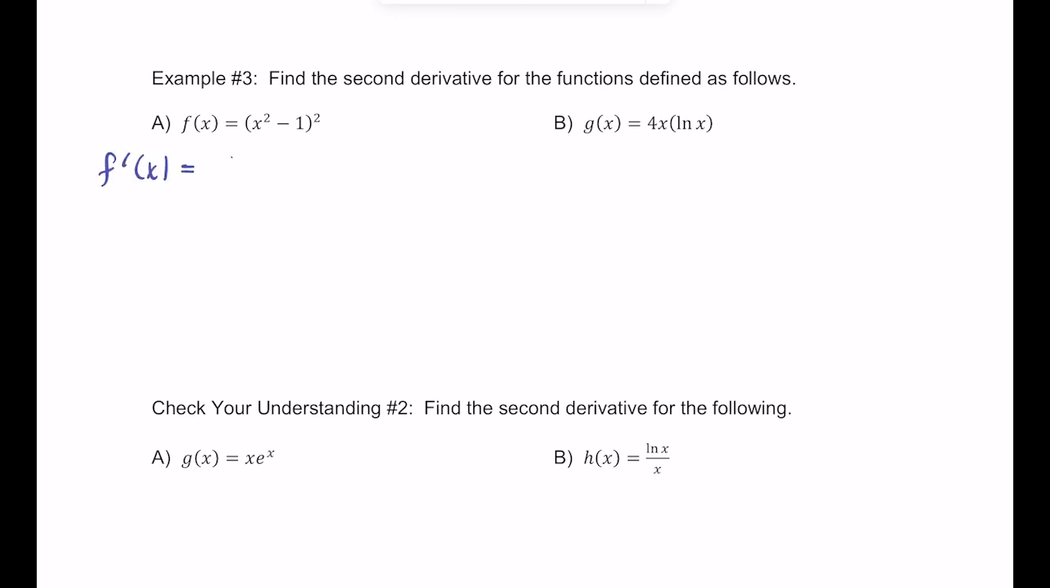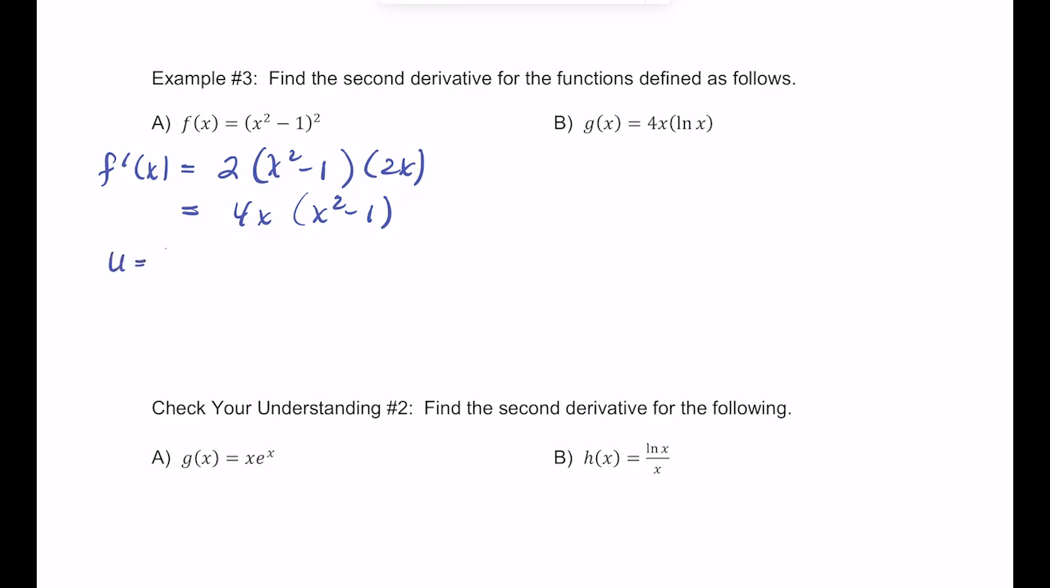For our first derivative, it would just be 2, right? The power comes down. It would be 2 times x squared minus 1, and then decrease the exponent and multiply it by the derivative of the inside, which would just be 2x. So I can combine that and make it 4x times the quantity x squared minus 1. Okay? Now I need to find the second derivative, but you can see here the first consists of a product.